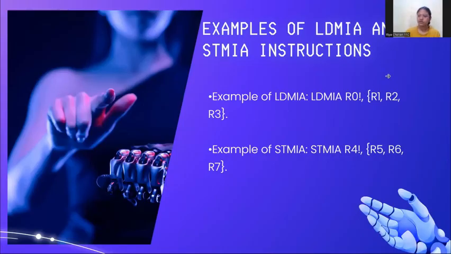A few examples of these instructions are LDMIA, then register R0 followed by an exclamation mark, then a comma, R1, R2, and R3, which are enclosed within curly braces. An example for the second instruction is STMIA, then register R4 followed by an exclamation mark, then a comma, R5, R6, and R7, which are again enclosed within curly braces.